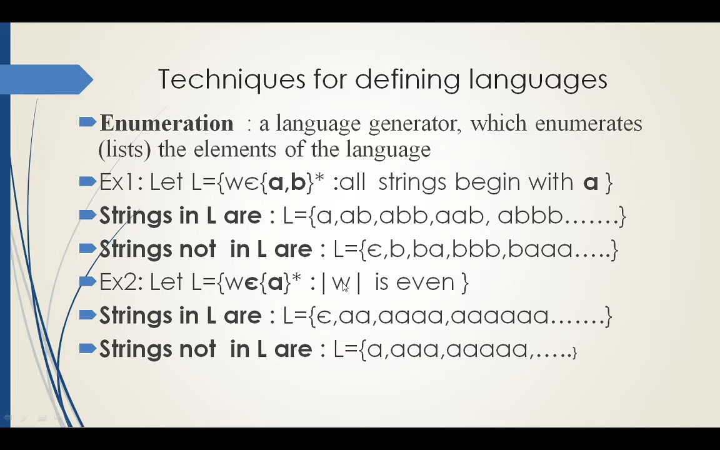So A should occur how many times in the language? An even number of times. So the strings belonging to the language are, first, 0 As, because 0 comes under even numbers. 0 is indicated by the empty string, that is epsilon. Next, an even number of As should be there: 2 As, 4 As, 6 As, 8 As, 10 As, 12 As are in the language L. And the strings which are not in the language are 1 A, 3 As, 5 As and so on.